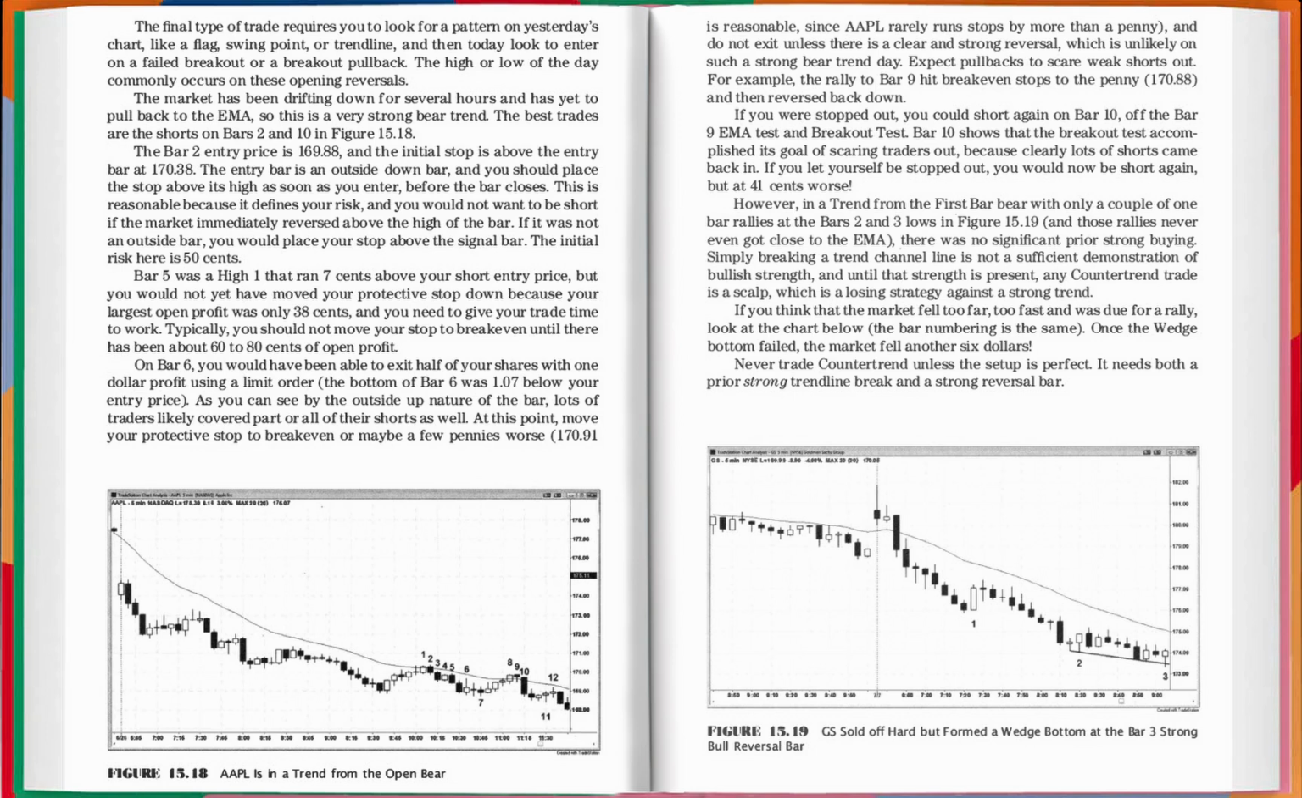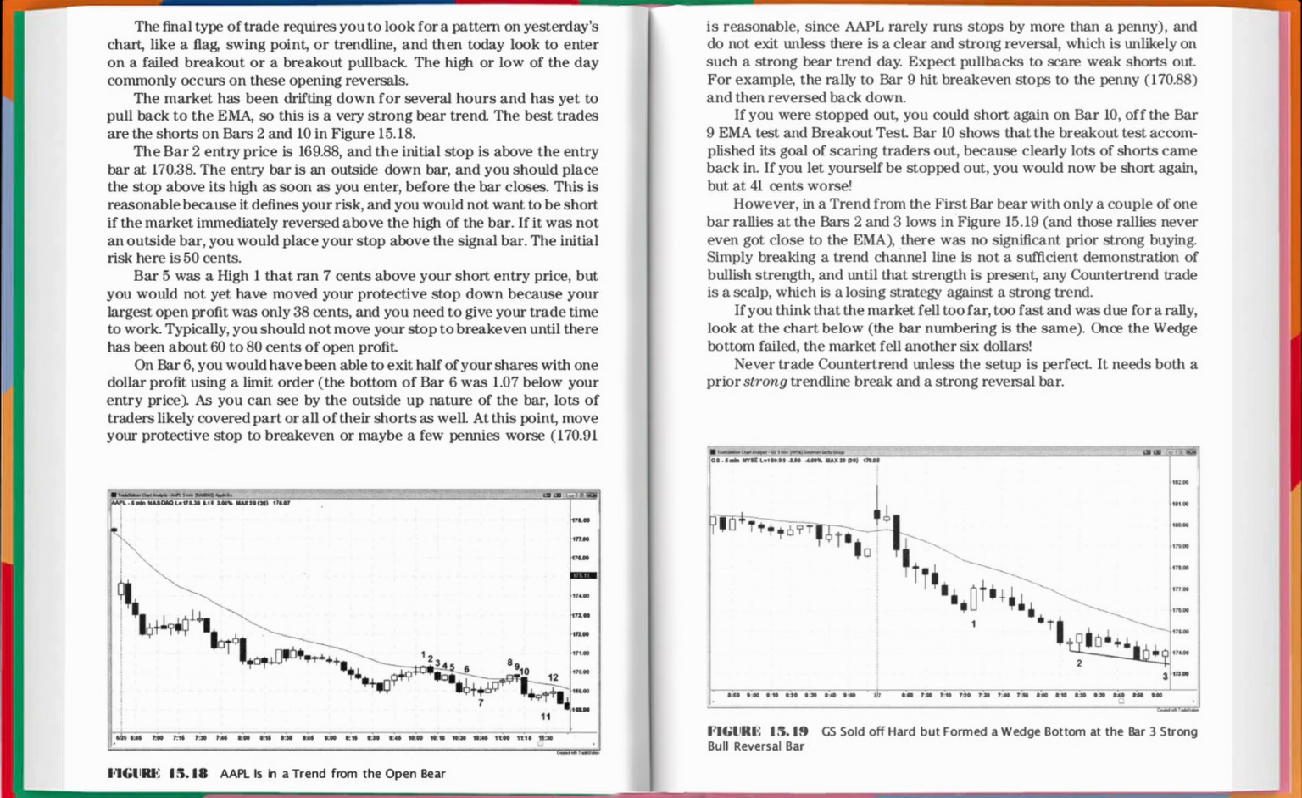The market has been drifting down for several hours and has yet to pull back to the EMA, so this is a very strong bear trend. The best trades are the shorts on bars 2 and 10 in figure 15.18. The bar 2 entry price is 169.88, and the initial stop is above the entry bar at 170.38. The entry bar is an outside-down bar, and you should place the stop above its high as soon as you enter, before the bar closes.